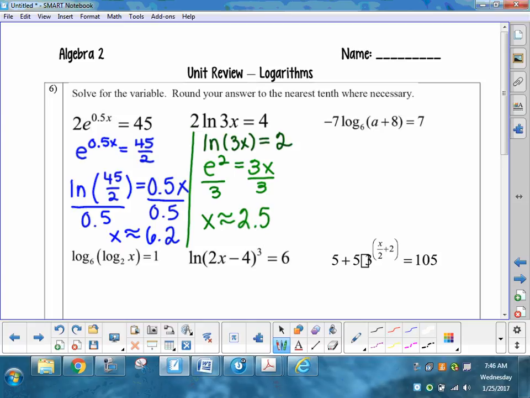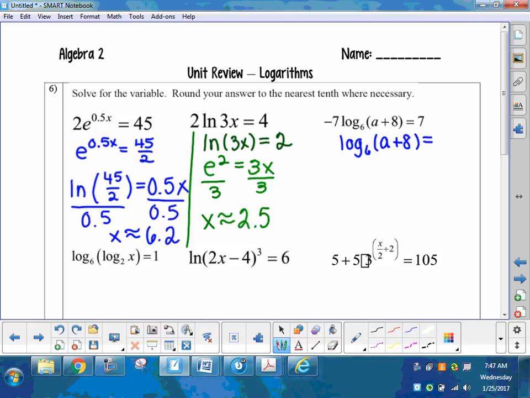Next one up. Trevor, what are you doing to solve the next one? Divided by -7. So what do you get? Log base 6 of a plus 8 equals -1. I'll tell you right now, personally, I appreciate it. Everything that he said right there was correct. He didn't say it like he had never seen the logarithm before.